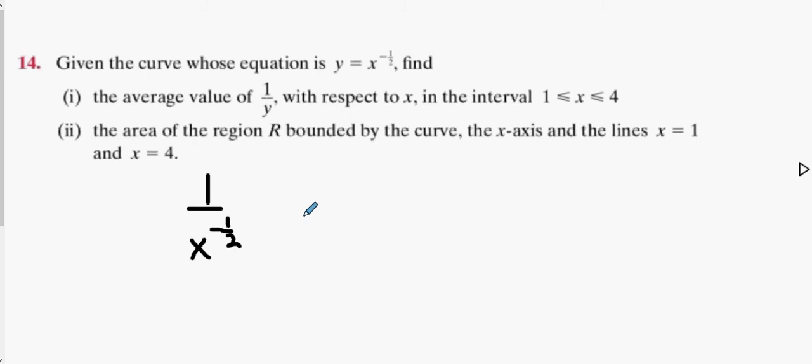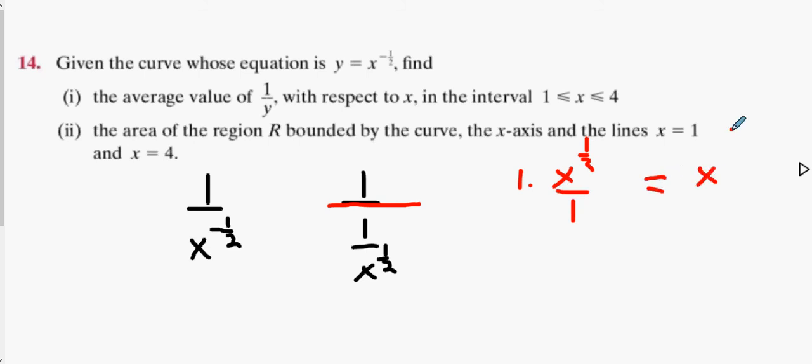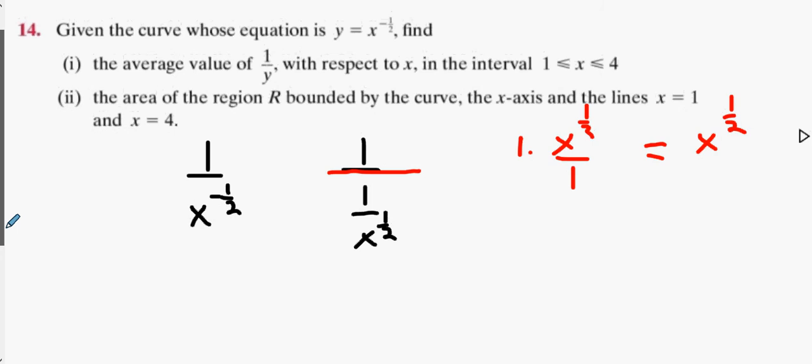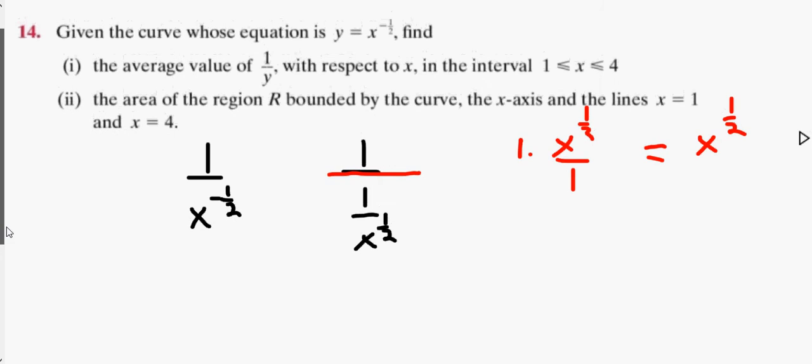Yes, it does become x to the power of a half, because it's actually 1 divided by 1 over x to the power of a half. So it's 1 divided by a fraction. And what do you do with the fraction on the bottom? Flip it upside down, and it's going to be 1 times x to the power of a half over 1, which is x to the power of a half. Haven't even integrated yet, have I? Now, who wants me to go over that again? Will I go over that again? Yeah? Alright.